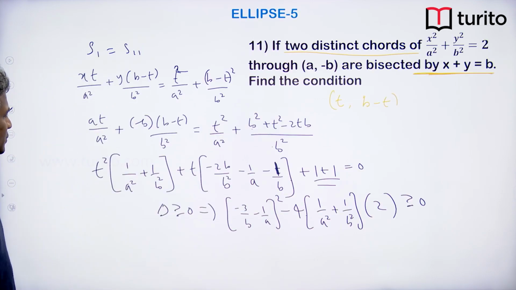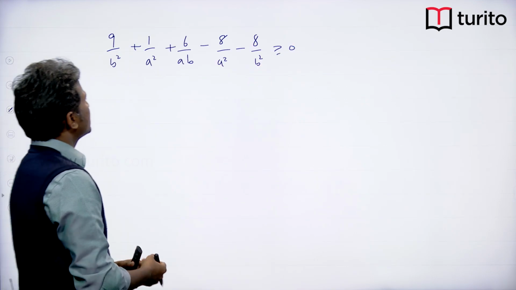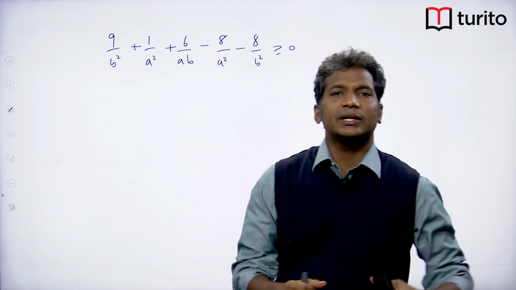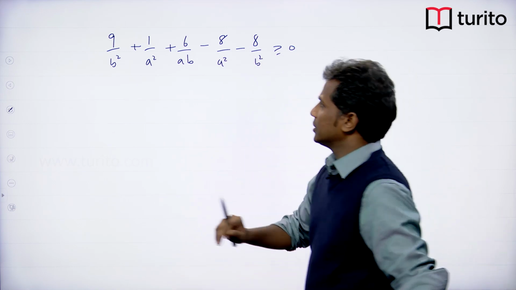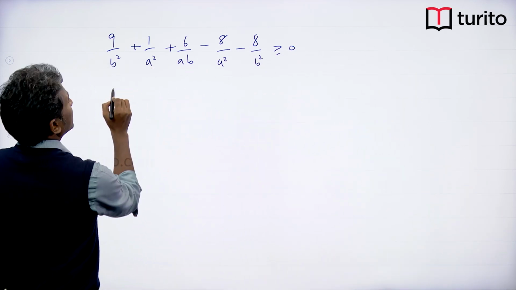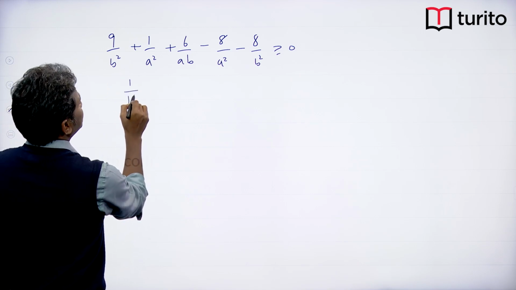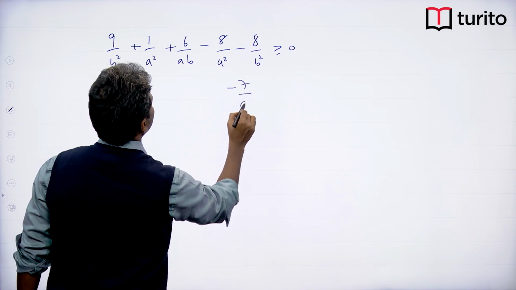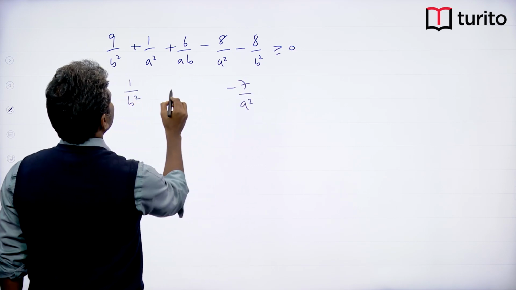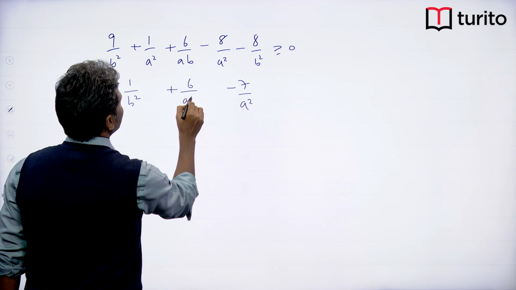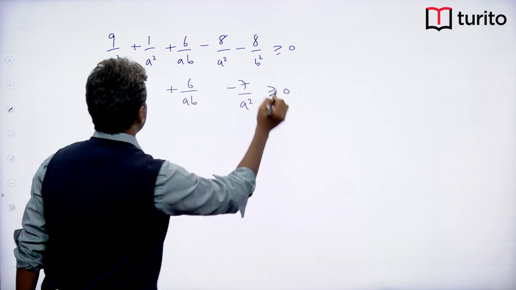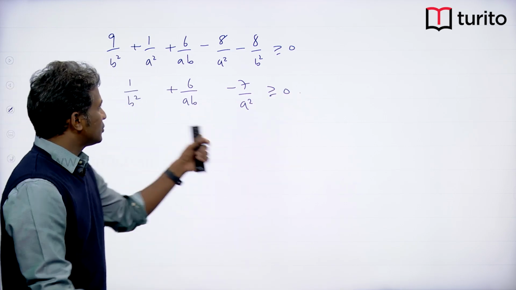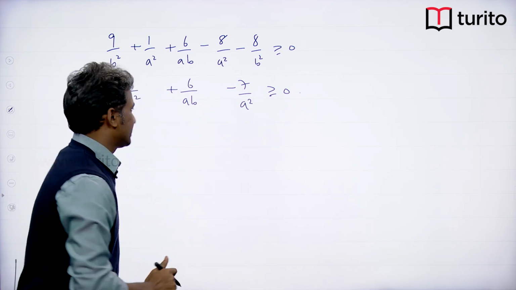Okay. So, we have simplified all terms. Now, let us try to club all of them and try to factorize this if possible. So, here I am getting 1 by B square, and here I am getting minus 7 by A square, and here this is 6 by AB. This must be greater than or equal to 0. So, this seems to be having easy factors.